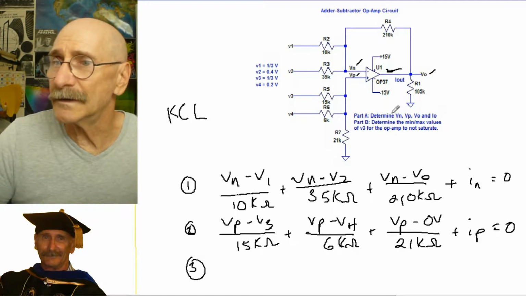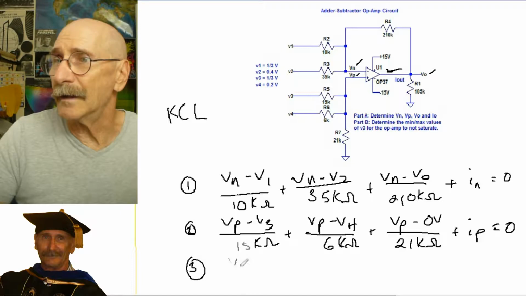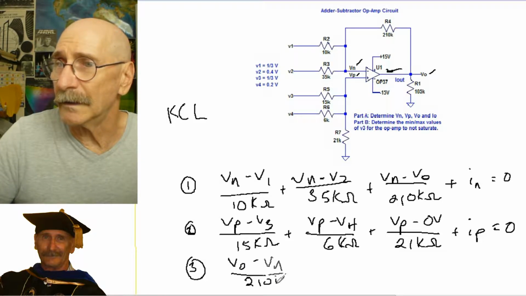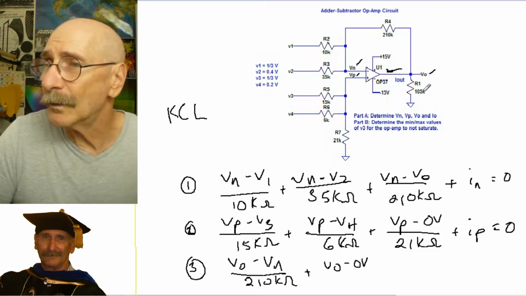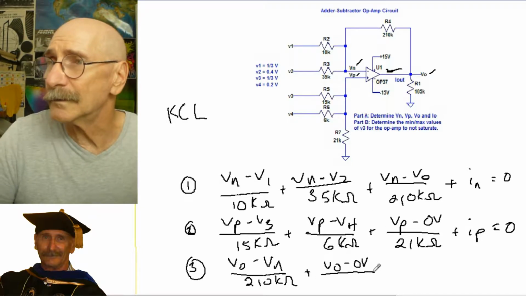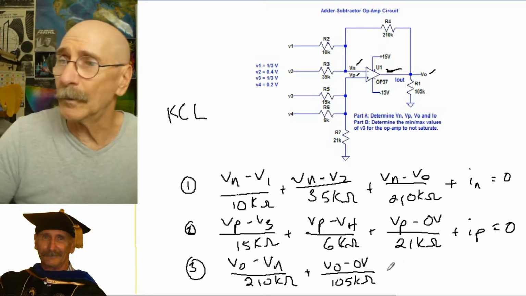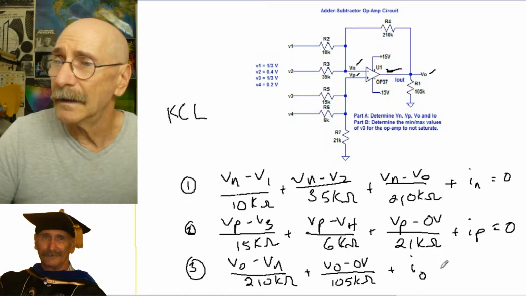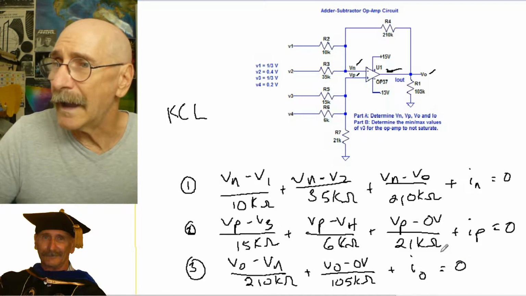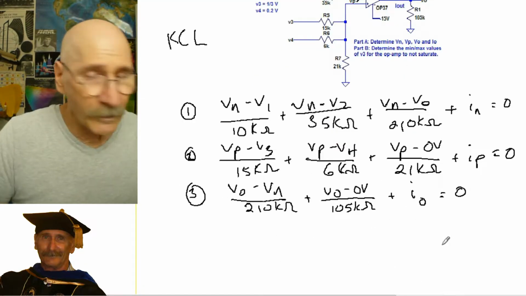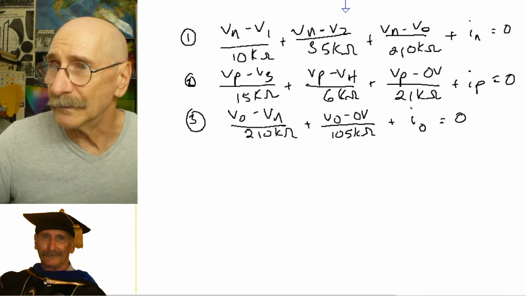Now the third equation is around V out. It's this one right here. So we have V out minus V sub n divided by 210K ohms plus V out minus 0 volts, which is this leg right here, divided by 105K ohms plus I out equals to 0. Okay, so here are three main equations.